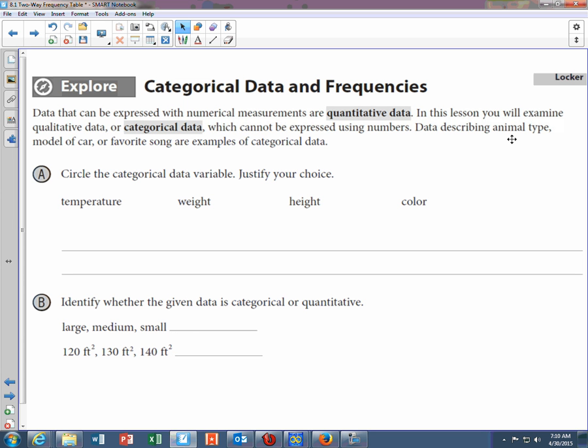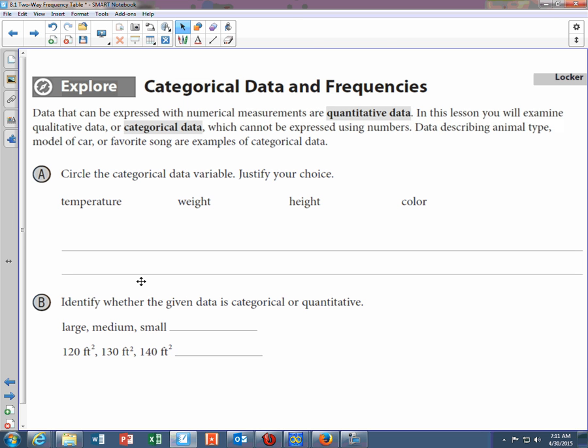Data describing animal type, model of car, favorite song. Those are examples of categorical data, because outside of a few songs or outside of a few models of car, you can't list those as numbers. Your favorite model of car might be Mustang or Camry. Your favorite song, oh, I don't even know what your favorite songs are at this time. You can think about that yourself. So A, circle the categorical data variable. Justify your choice. So that's what I want you to do right now. One of these is categorical. Pick it and then write down here why you did.